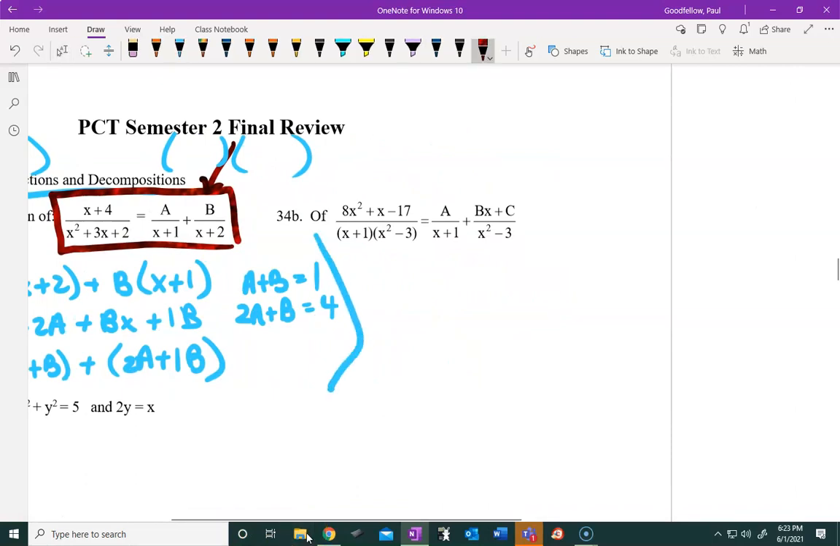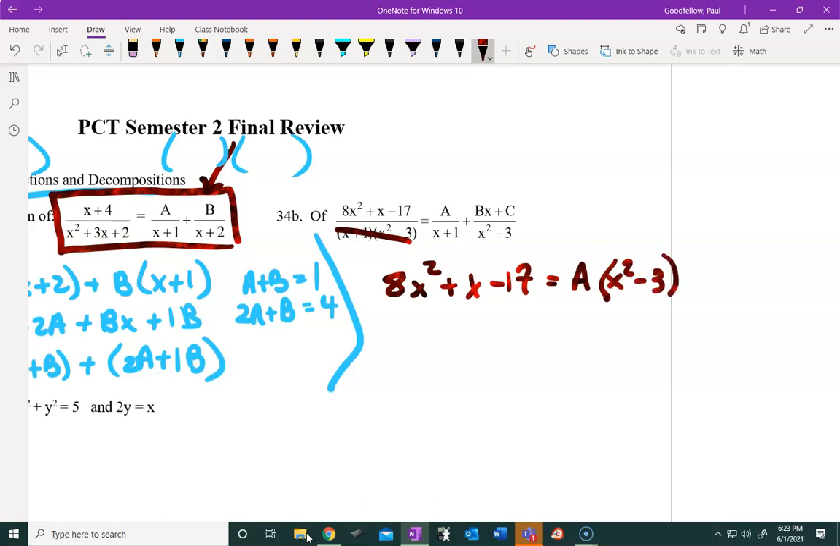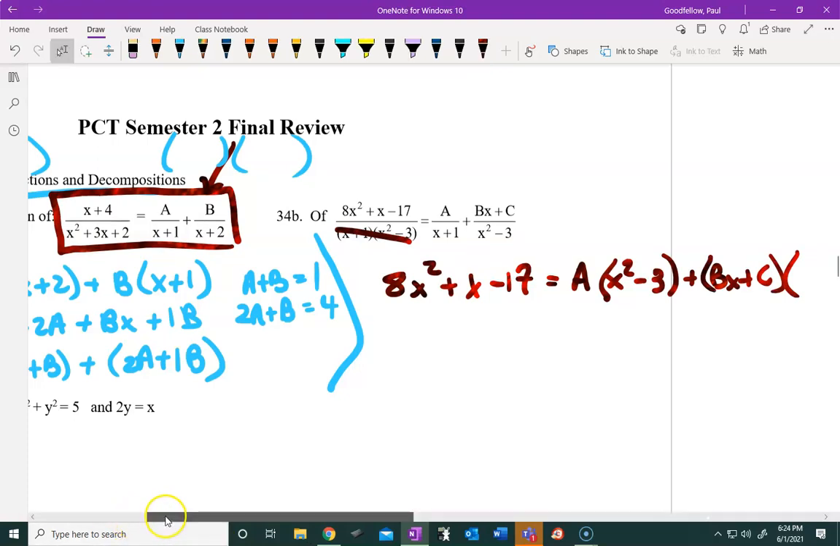Let's go to the second guy over here, because at least we can talk about this one being done with matrices. 8x squared plus x minus 17 is equal to a times the idea that it's not going to cancel, which is x squared minus 3. And that's going to be added to bx plus c times, and I'm running out of space there. Come on, move it over.